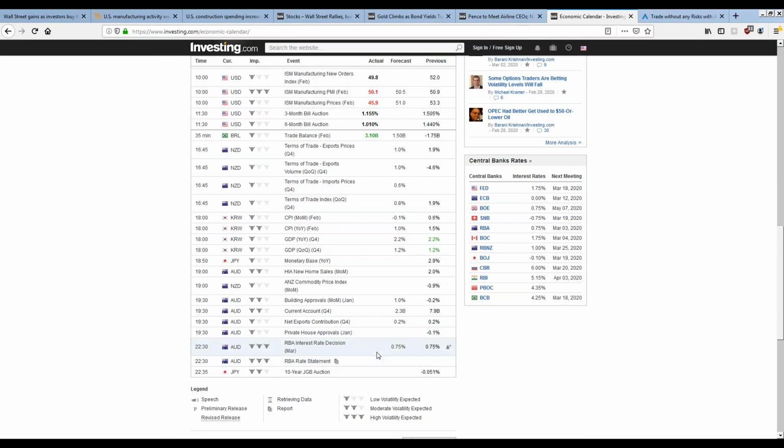What if the expectation is they'll keep the interest rate the same, 0.75%? What happens to the strength of the Australian dollar if they lower the interest rate unexpectedly? What do you think would happen if they lower it to 0.5% instead of 0.75%?